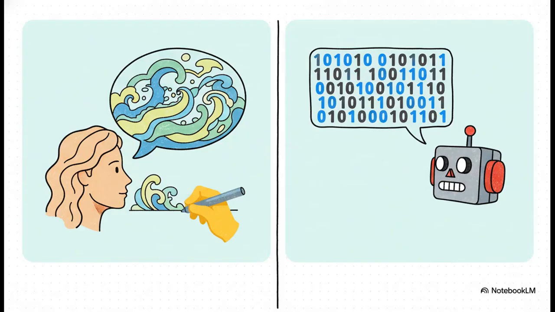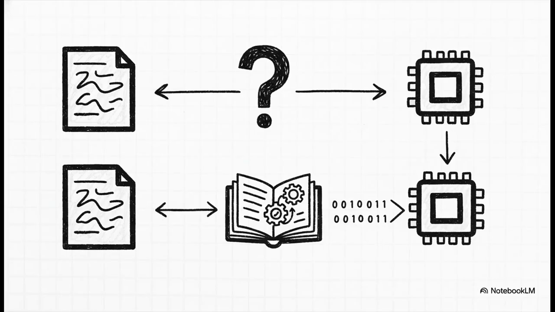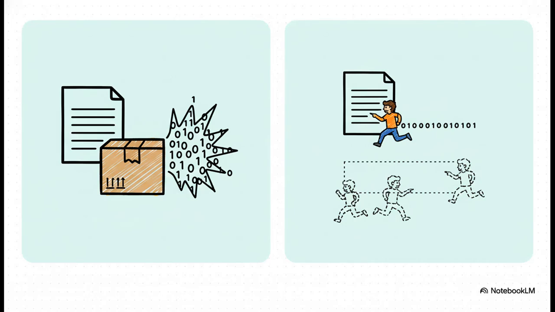But here's the thing. Humans and computers, well, we speak totally different languages. We write in high-level languages, but the computer only gets binary. So we need a translator. Enter the compiler or the interpreter. Compilers translate it all at once. Interpreters go line by line.